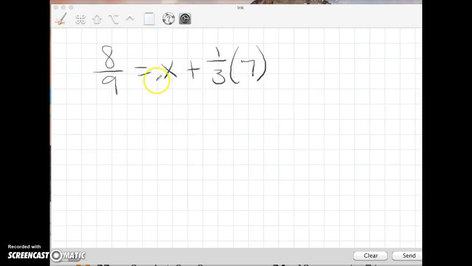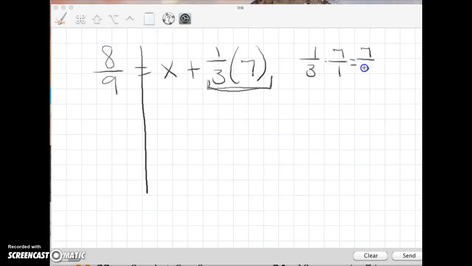Okay, then here's the next one. I want to look at how I can make this look a little simpler. Right here it says x plus 1/3 times 7, so I can actually do this piece first. I'll come over here to the side: 1/3 times 7, which is 7 over 1. Go straight across, you get 7/3. So this is going to become x plus 7/3, and then you still have 8/9 on the left.